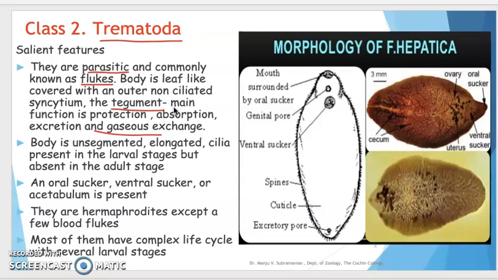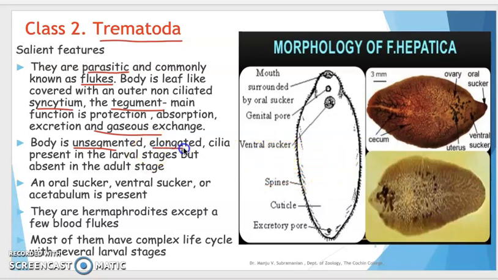It is a little bit hard since it is a parasitic form. This is one of the parasitic adaptations, a strong cuticle or tegument. And the term syncytium means a multinucleated tissue. Then the body is unsegmented. As you can see in this Fasciola, you can't see any segmentation. So that's a characteristic feature of class Trematoda.